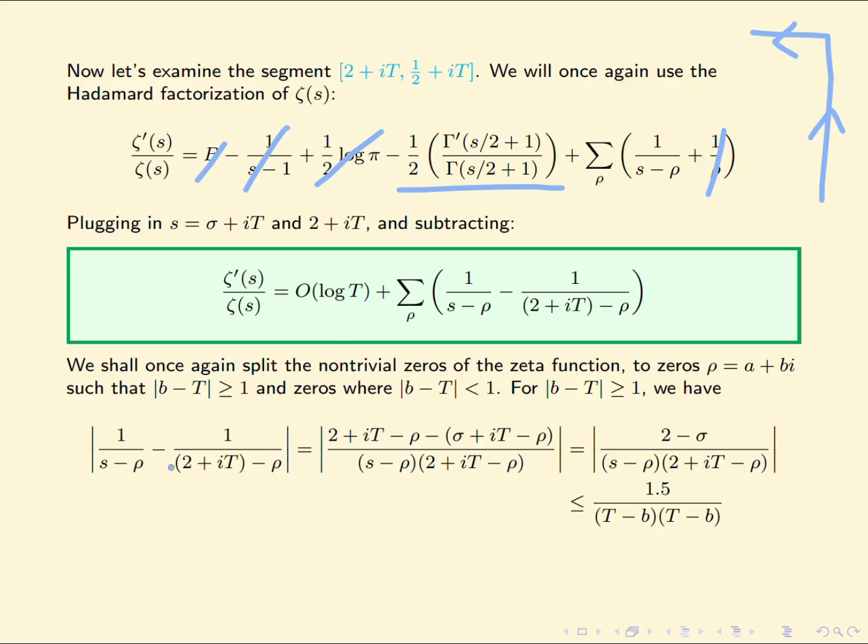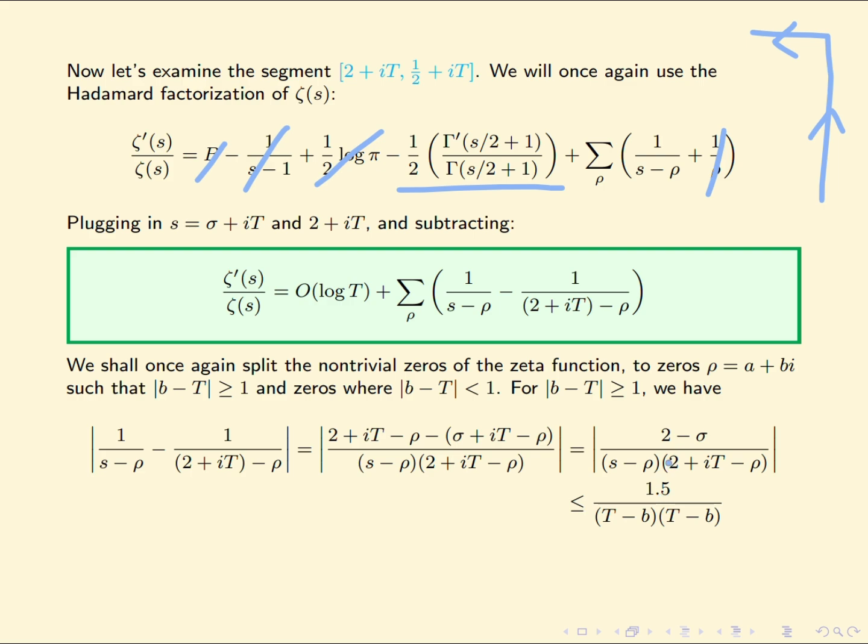So 1 over s minus rho minus 1 over 2 plus it minus rho. So we're just going to add the partial fractions. We're going to multiply this thing by the denominator here, and then multiply this whole thing by the denominator here, and I'm going to get this thing. And then the it and the rho's in the numerator cancel out, so I just get 2 minus sigma here.